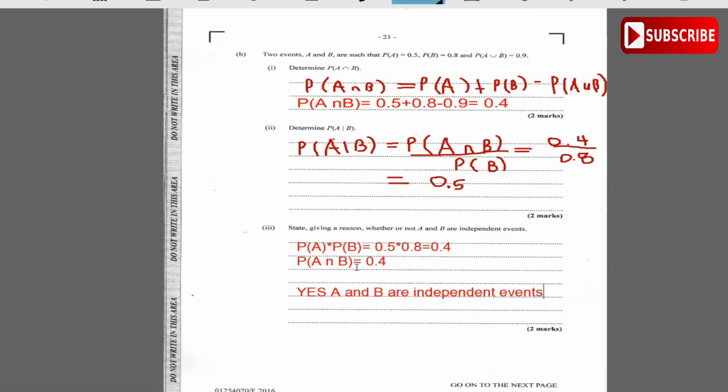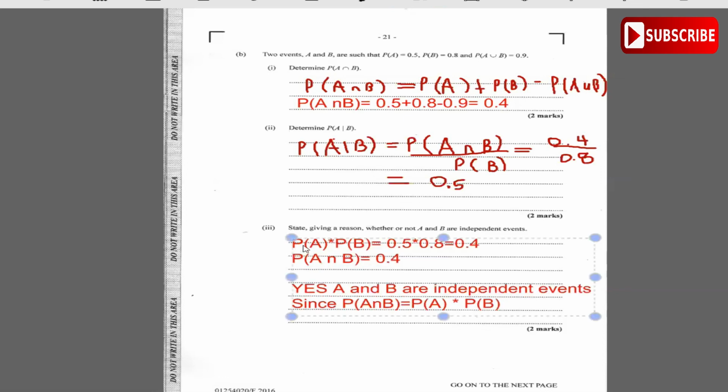Nice and easy. They are independent events since the probability of A intersect B is equal to the probability of A times the probability of B. That's why they're independent. Nice and easy.